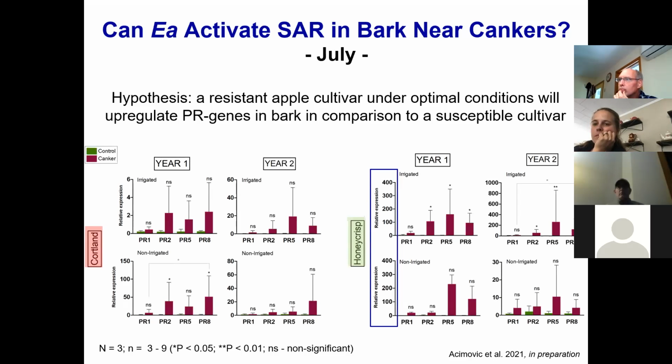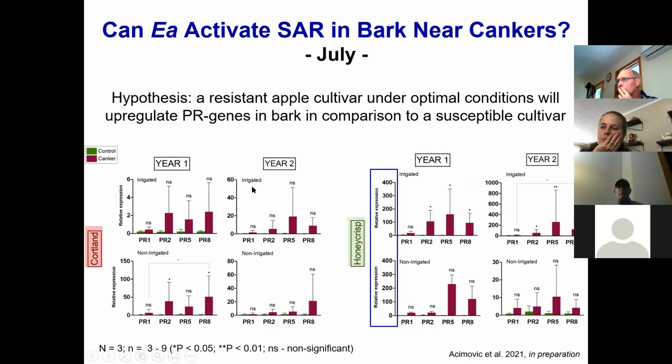And what we did is we quantified the gene expression. And we had 2 conditions. The top 4 graphs across both cultivars were irrigated, and the bottom 4 graphs were the same cultivars, but in the non-irrigated blocks. And what we show overall is that when you look at the Honeycrisp on the right side in the top 2 graphs in the top right corner, we see a much more robust or significant gene expression indicating systemic acquired resistance in Honeycrisp. So for PR2, 5, and 8. And when you look at the y-axis, we see really 100-fold higher gene expression in comparison to Cortland.